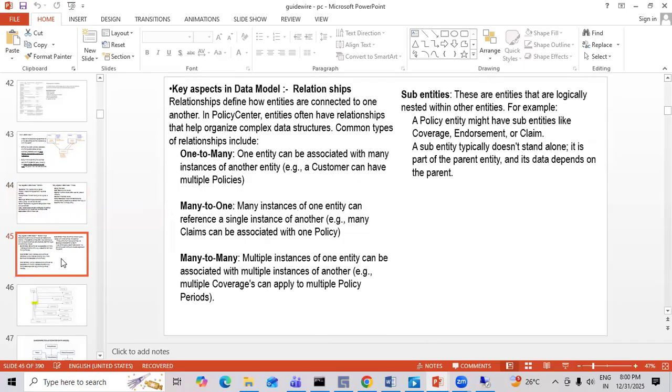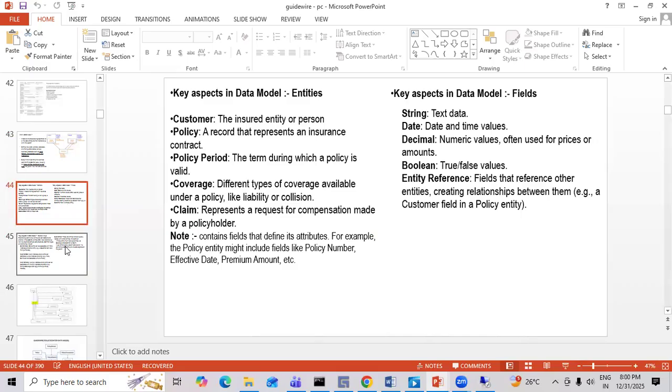Fields, third is relationships. Entities, fields, and relations. Okay. Now, when you're talking about data model entities, these are the examples. For example, entity is nothing but a customer. Customer is nothing but a person who is applying for an application, a policy submission. Whoever wants to have an insurance policy, that person is called customer. This is one entity. Second, policy.